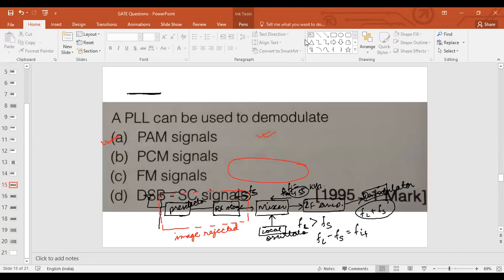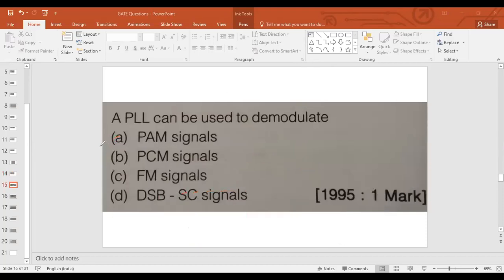So I have to clear all the points. Yes, PLL can be used to demodulate. Okay, so we have actually not done this part, the demodulation of FM signal, and this is used for FM demodulation. PLL can be used to demodulate. This PLL stands for phase lock.